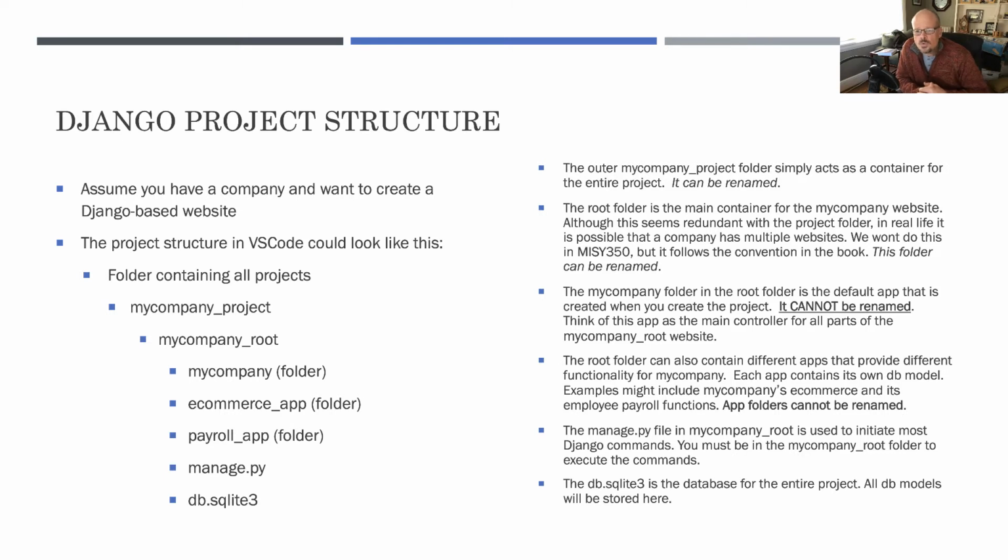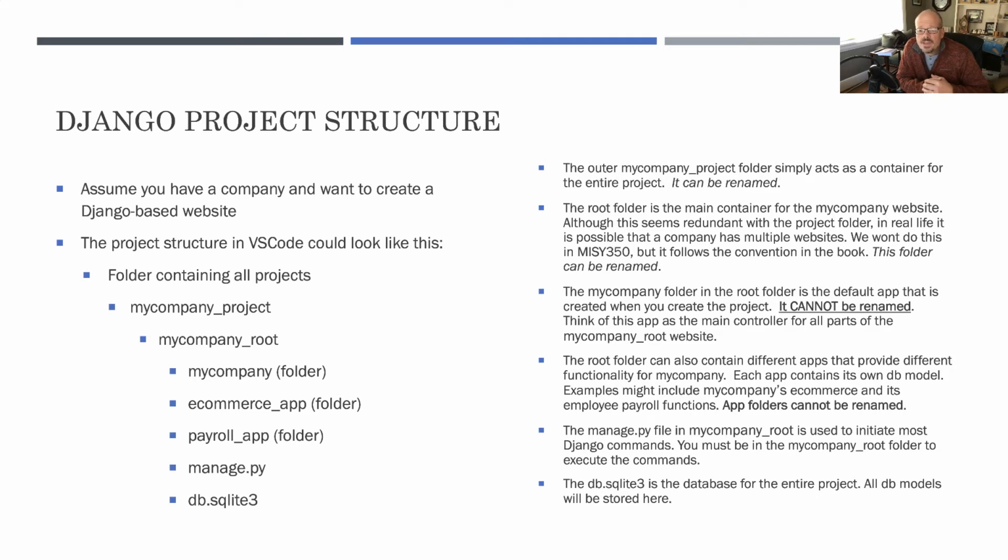Inside the root folder, then, you have the default app. In this case, it is called My Company. Now the My Company folder is the default app. You can think of this as the controller for the entire website. That is whatever is contained inside the root folder. So this is like your main brain. This is where the main controller for the entire site is located.